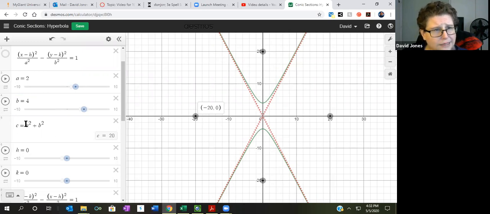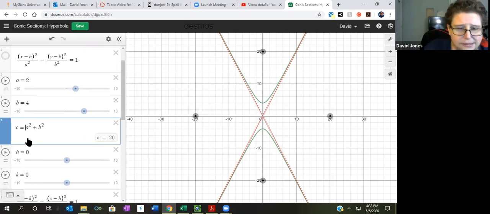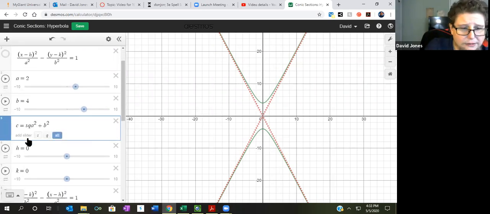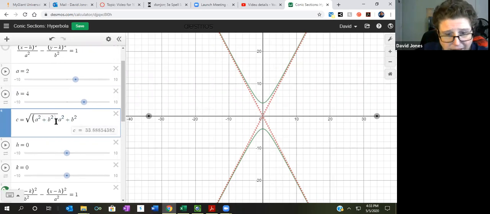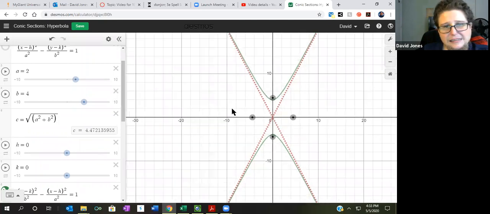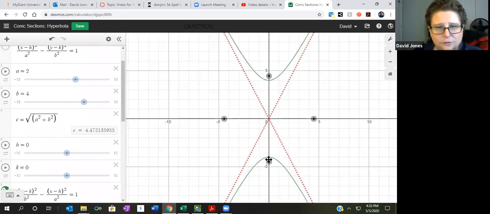Oh, I've got c equals the square root of... That's not what c equals. C equals the square root of that. I'm like, why are those foci so far away? There we go. So the only ones that are really foci right now are the ones that are just inside of it.